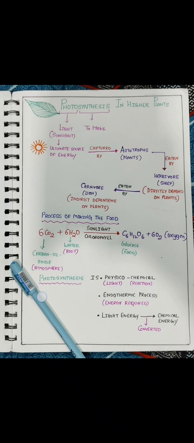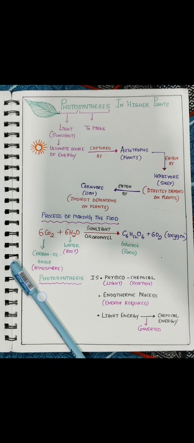Now, when we are talking about sunlight, sunlight is the ultimate source of energy. If sunlight wasn't present, plants could not have made their food with the help of photosynthesis. So the ultimate source of energy, sunlight, is being captured by the plants, which are also called autotrophs. Why are they called autotrophs? Because they can prepare their own food.